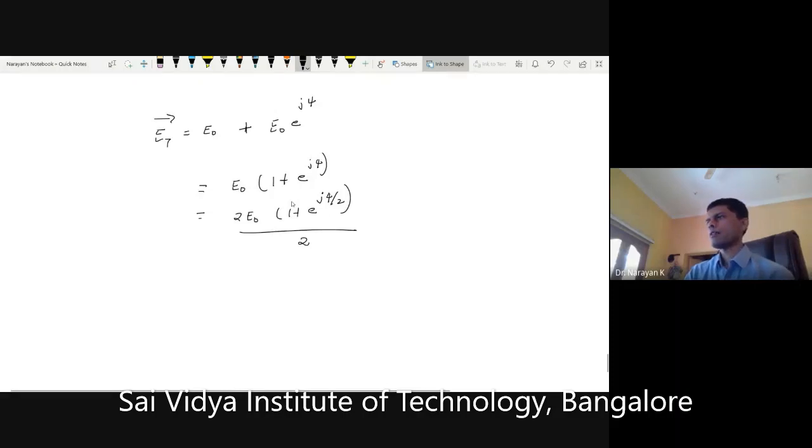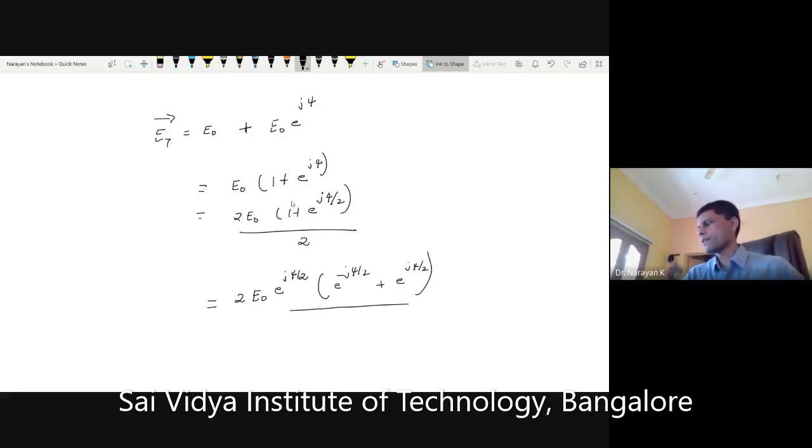Another trick I can do is 2 E naught, and I will take e raised to the power j psi by 2 outside the bracket. So I will get here e raised to the power minus j psi by 2 plus e raised to the power j psi by 2. If you multiply these two, you will get 1. So that is divided by 2.